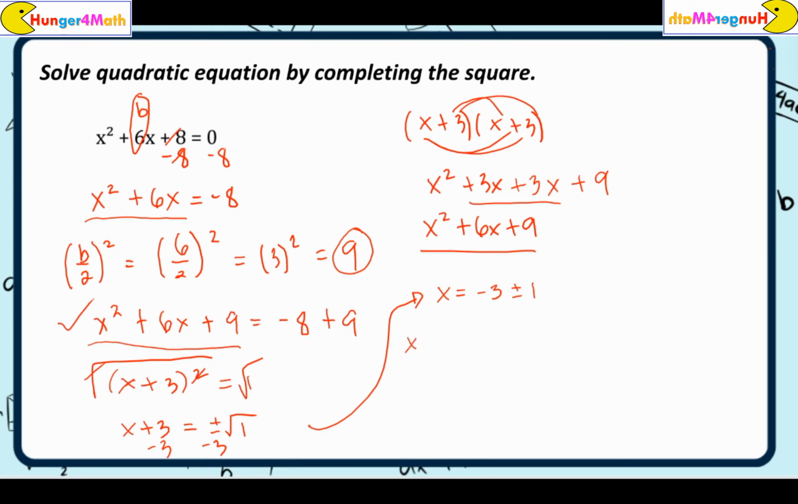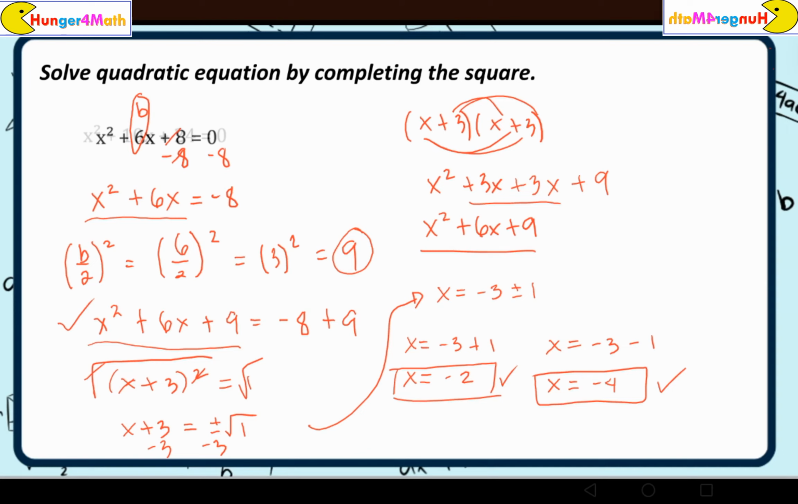So the first value of x is negative 3 plus 1. So x is negative 2 for its first value. And the second is x is equal to negative 3 minus 1. And x is equal to negative 4. So the values of x are negative 2 and negative 4.